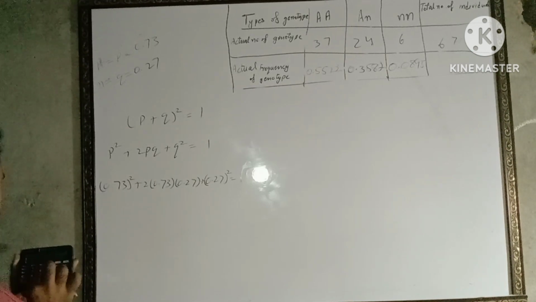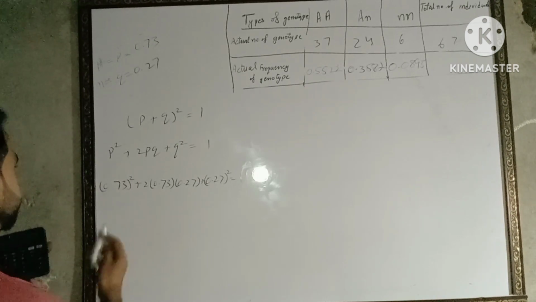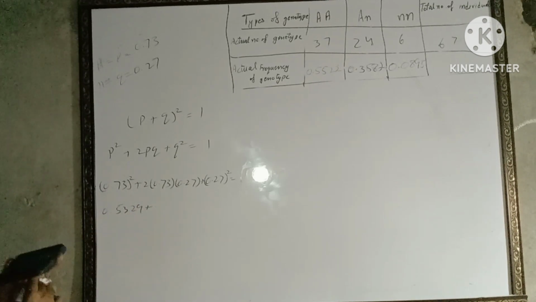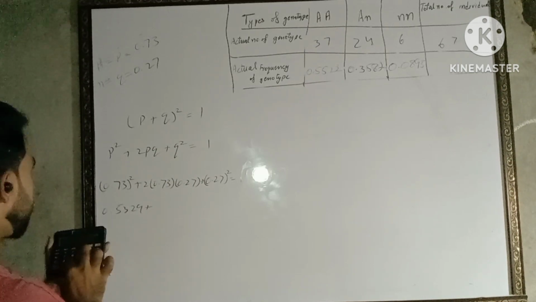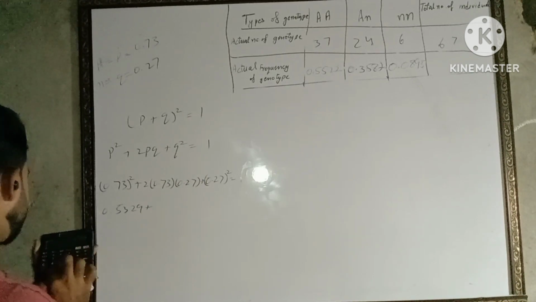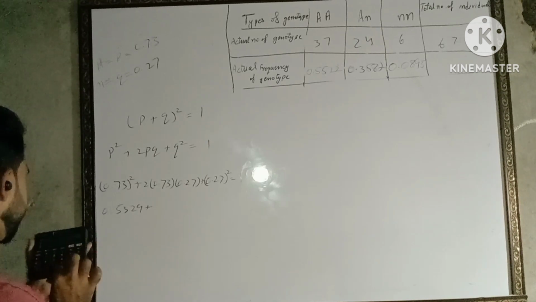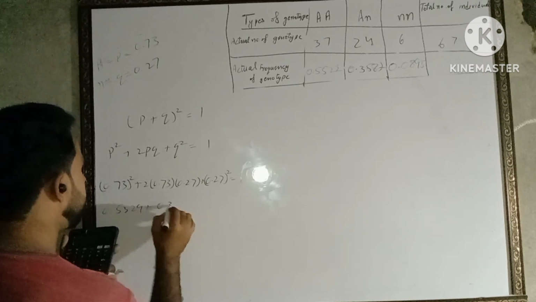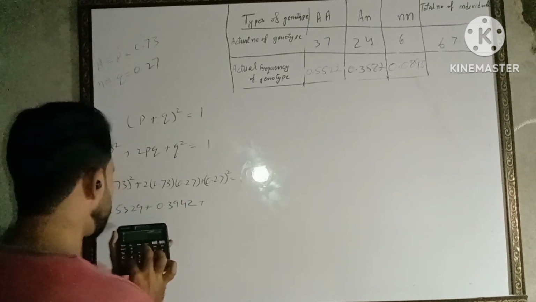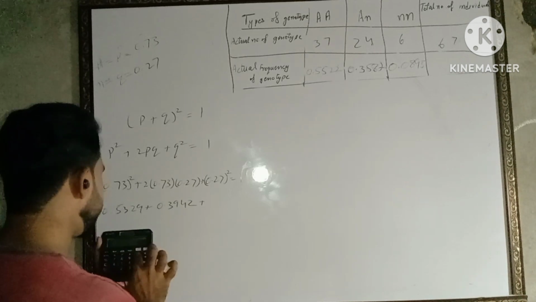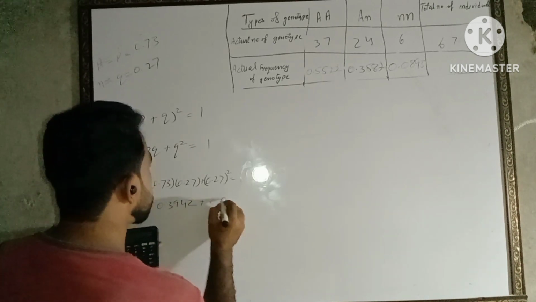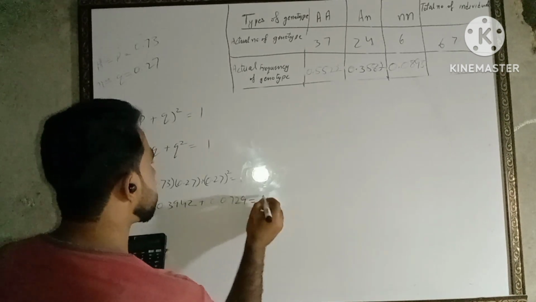0.73 multiplied by 0.73, it will be 0.5329, plus 2 multiplied by 0.73 multiplied by 0.27, that is equal to 0.3942, plus the square of 0.27 will be 0.27 multiplied by 0.27, it will be 0.0729. The sum is equal to 1.